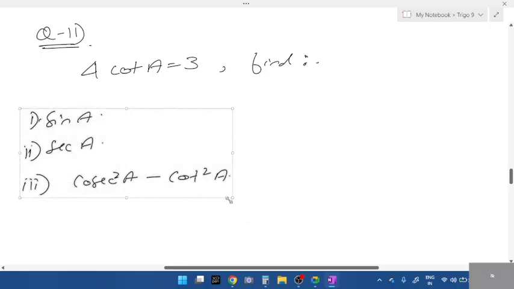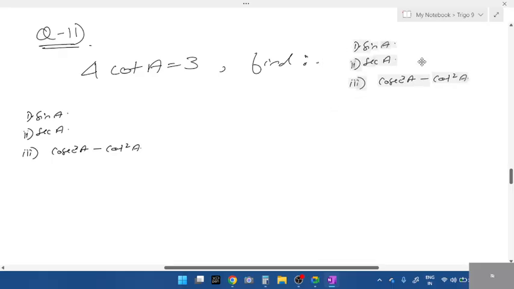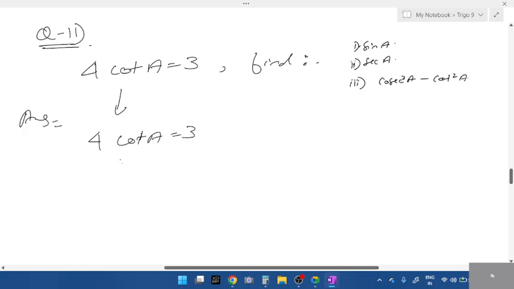It's the same concept. What did I tell you? On cot A? Very good. Cot A. Copy this question. Look here, 4 cot A. Before cot A, we don't need any value. If x is given like this, how do you find the value of x? What happens to 4?